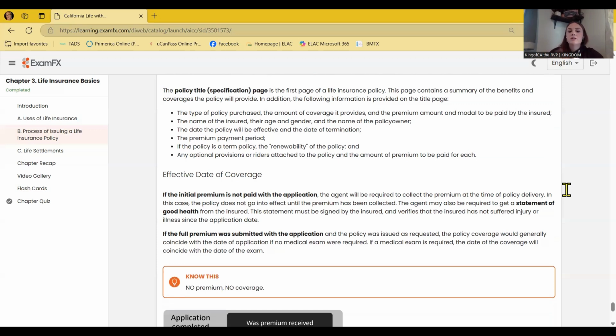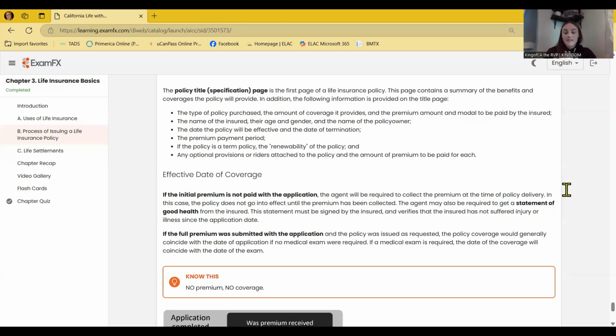The title page, the policy title page, right? That front page that comes like on the front of the policy. This is the first page of the life insurance policy. This page contains a summary of all of the benefits and coverages the policy will provide. In addition, the following information is provided on this title page.